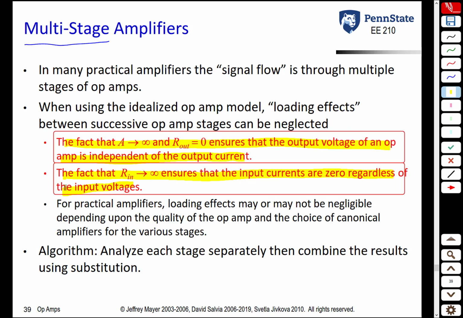Now, in a practical amplifier, that's not necessarily going to be the case. You might see that the op amps have a slight effect on each other. But in the ideal case, at least, the first op amp, when it's connected to a second op amp, they're not going to affect each other because of the input resistance of each of the op amps being very high and the output resistance being very low. So what that means from an analysis point of view is we can analyze each stage separately and just combine everything at the end. And we'll see this with an example on the next page.